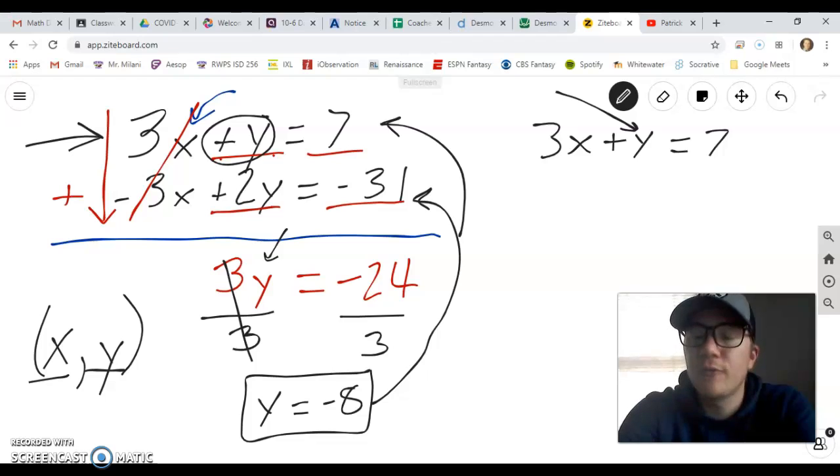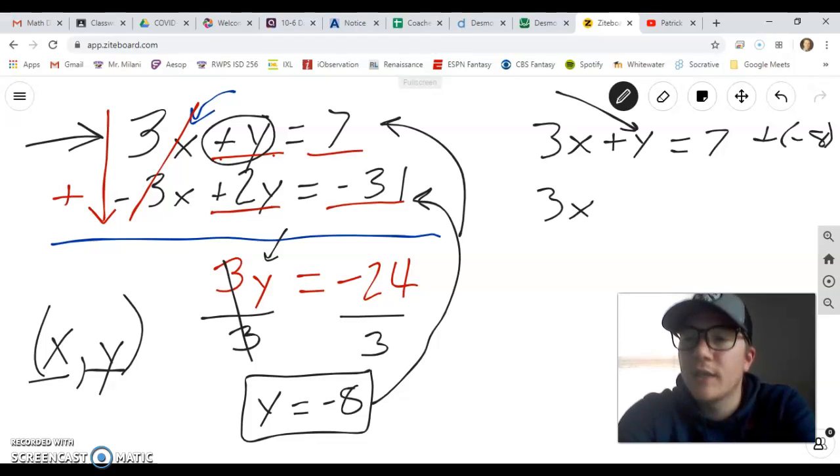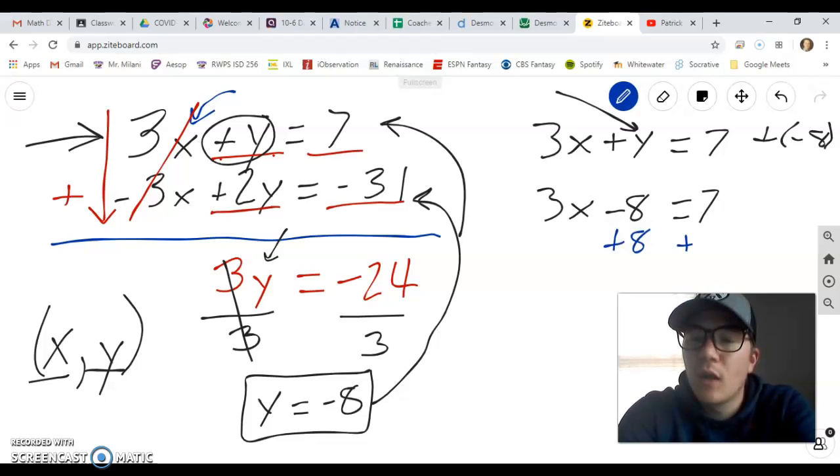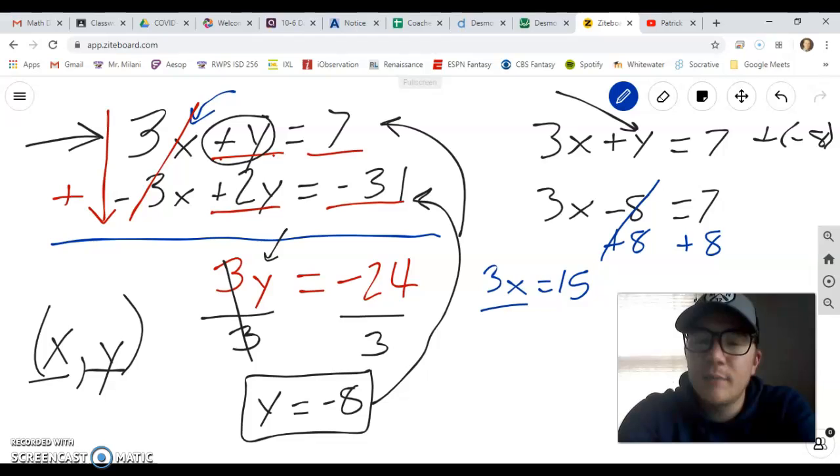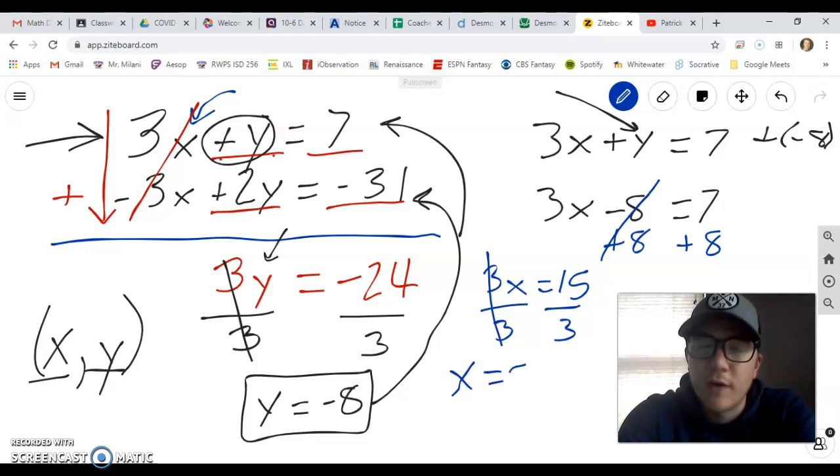Now be careful. It's going to now be 3x, which is basically plus negative 8. You can just write that as minus 8. So it's 3x minus 8 equals 7. I'm going to add 8 to both sides, and I'm going to have that canceled. Now I'm looking at 3x equals 15. 7 plus 8 is 15. And the last step, divide by 3 to cancel it out, and 15 divided by 3 is going to give you the x of 5, and that is your final x value.